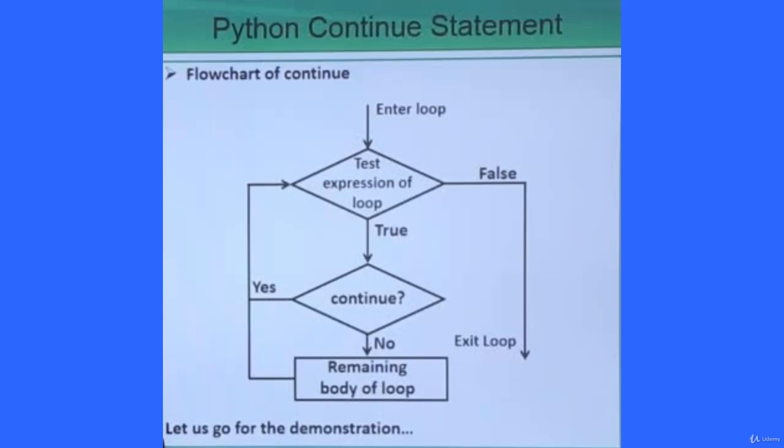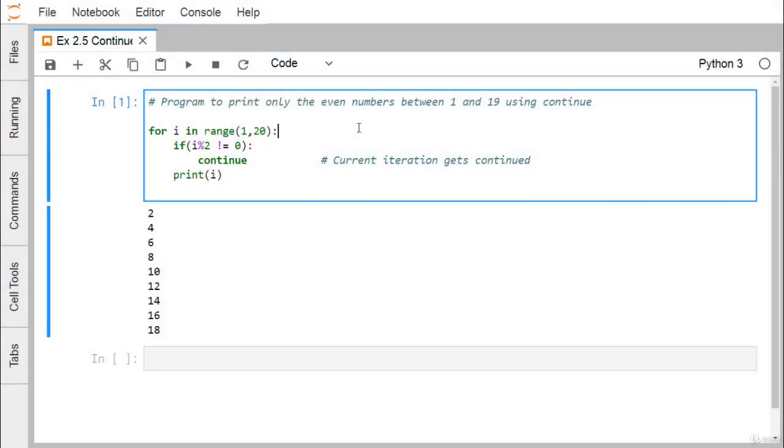But if there is no continue, then the remaining body of the loop will get executed. This is a flowchart of the continue statement to give you an idea of how the control is flowing in the loop construct. So let us go for one practical demonstration for easy understanding of the usage of the continue statement in our Python coding. In this coding, we are going to explain the use of the continue statement in Python.